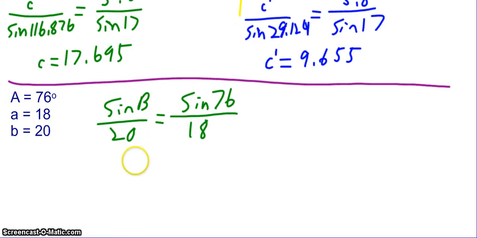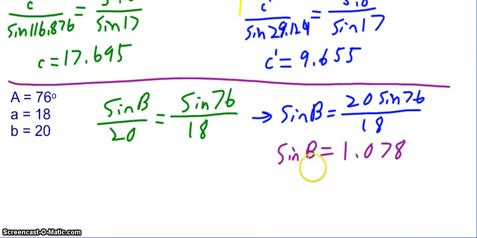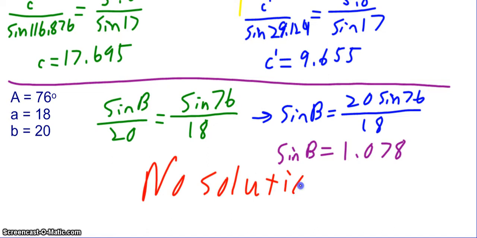Solve this, I end up with the sine of B is 20 sine 76 over 18, and when I type that into my calculator, I get the sine of B is 1.078. So I don't even have to do the inverse now. I know that this is outside of my domain of the sine inverse function. Therefore, I'm done. This is going to be no solution. If you don't believe me, do sine inverse of 1.078. But see, that's not a ton of work to figure out relatively quickly that you get no solution.